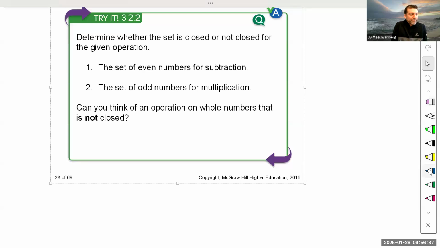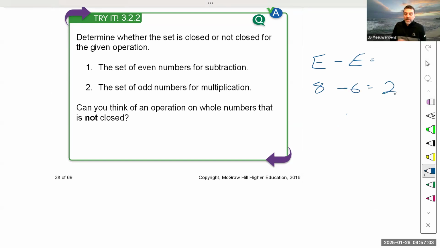So let's look at that first one. The set of even numbers for subtraction. We're asking, is that a closed operation? An even number minus an even number. What do we get when we subtract an even number from an even number? Well, let's pick some even numbers. We could go 8 and 6. 8 minus 6 is 2. Do we get an even number?